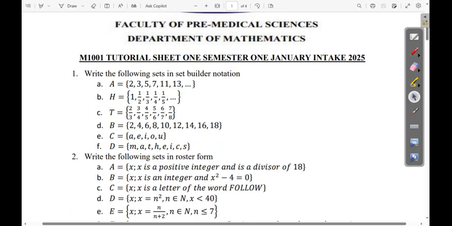We'll start solving these questions one by one. The first question is what we can see here. They're saying write the following set in set builder notation.